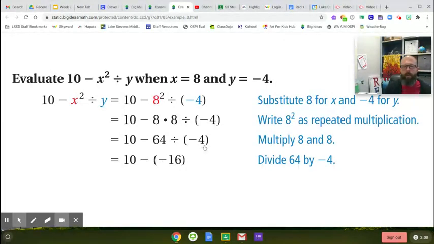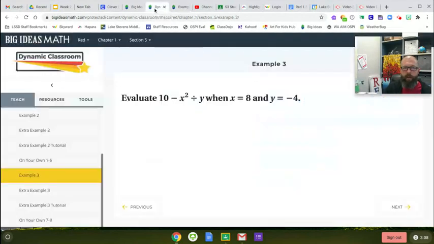And does anybody remember what minus a negative means? What do we do when we have two negative signs? That actually becomes plus. So 10 minus -16 is 26. Let's take a look at some more here.